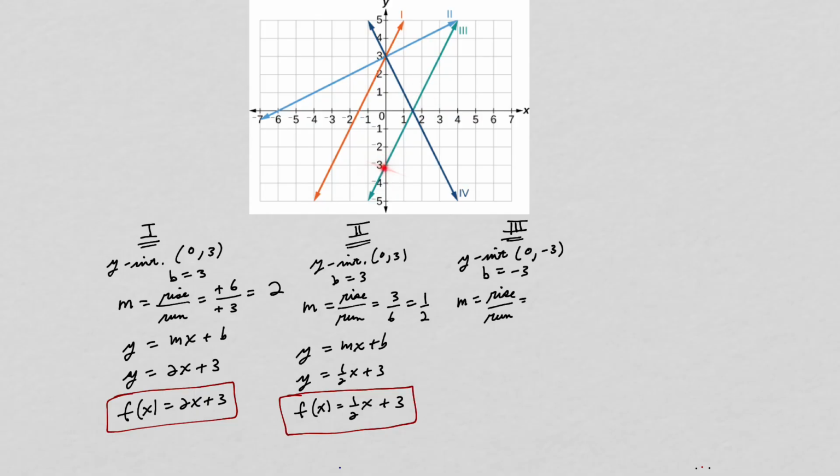So if I start here, what do I need to do? I need to go up 4, right? 1, 2, 3, 4, and over 2. So my rise is a positive 4, and my run is a positive 2. So that means the slope is again 2. So now I can write the equation, right? It's y is equal to 2x, and then b is negative 3 now, right? Plus a negative 3, I can write minus 3. Or in function notation, f of x equals 2x minus 3.